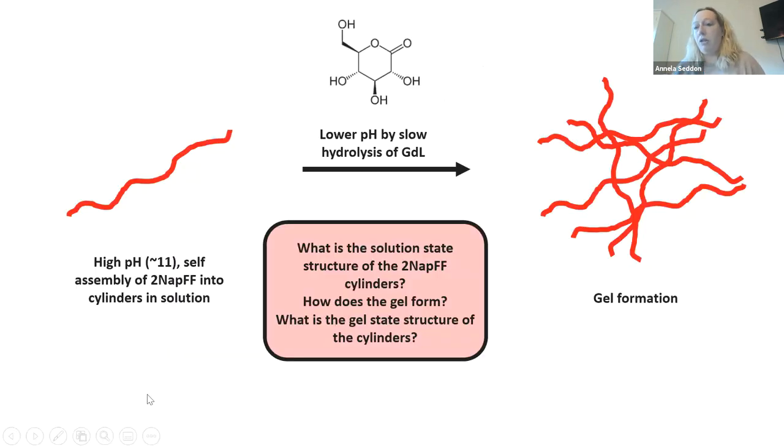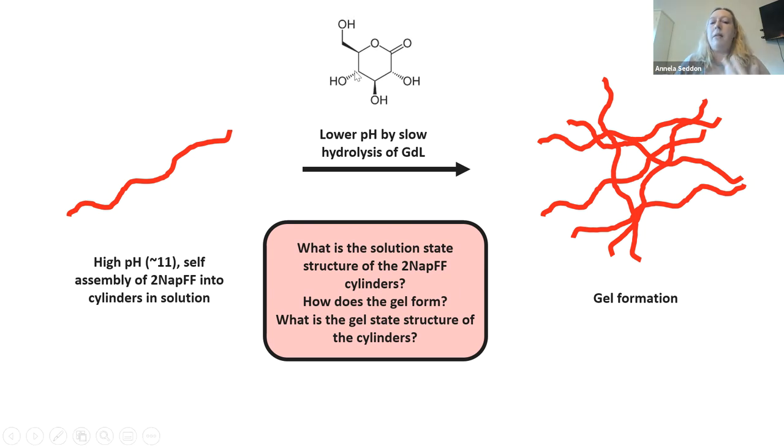And I'm going to ask some questions when I do this experiment. This is really a fundamental set of questions that we have in the gel field. If I start with a high pH self-assembled solution of TUNAP FF cylinders, which I know I get, what is the solution state structure of these cylinders? What do I start off with? How can I use this contrast matching to understand the molecular self-assembly of these cylinders?